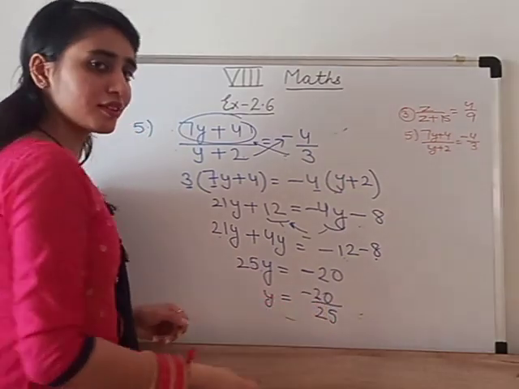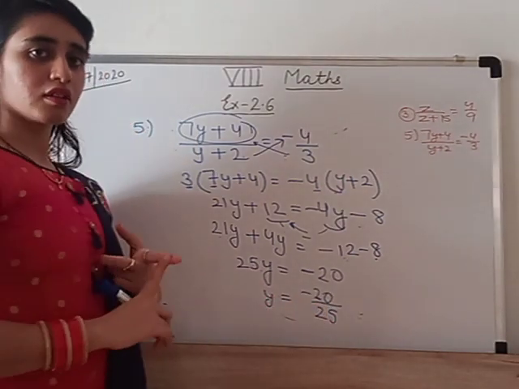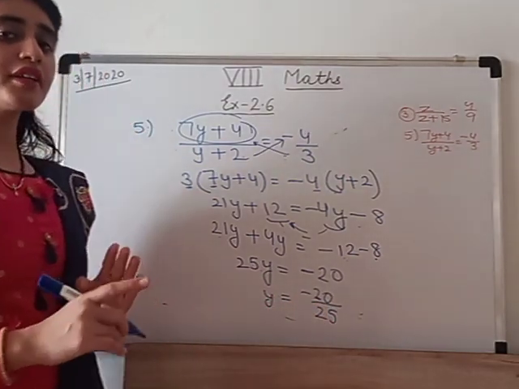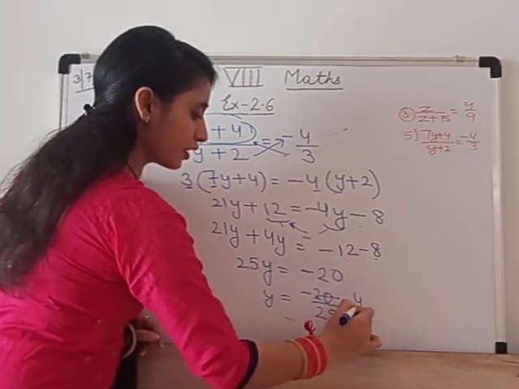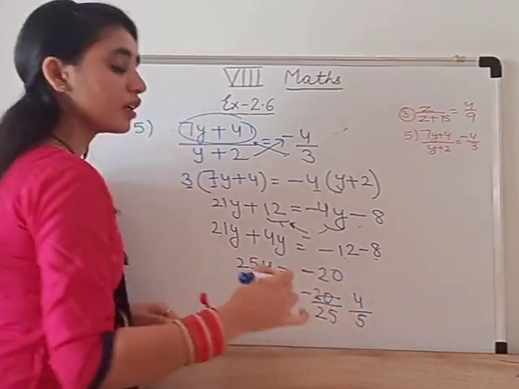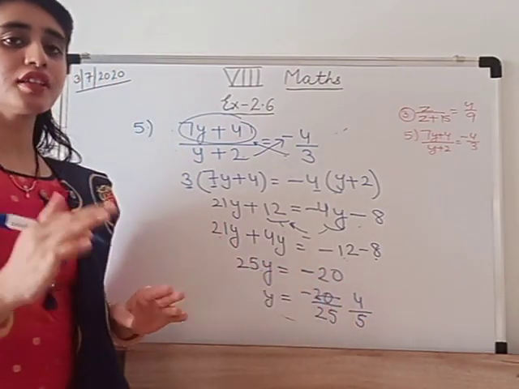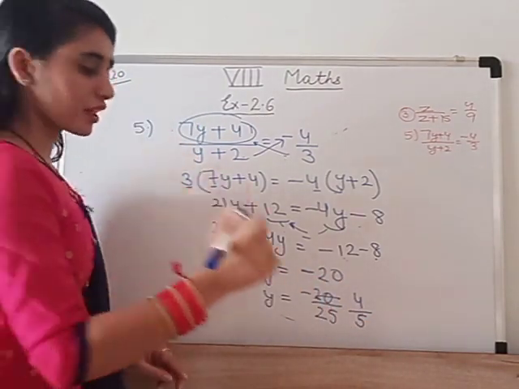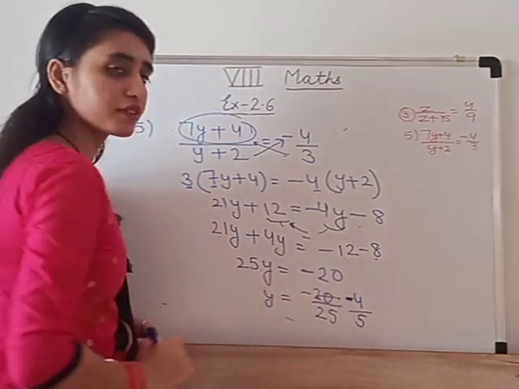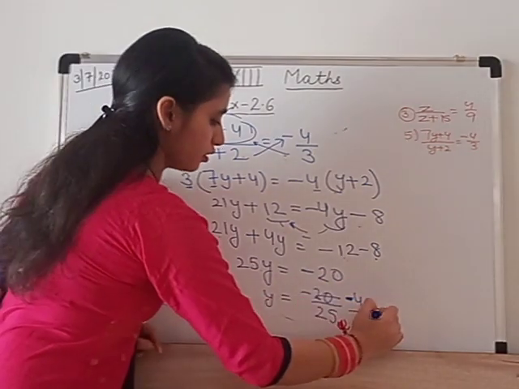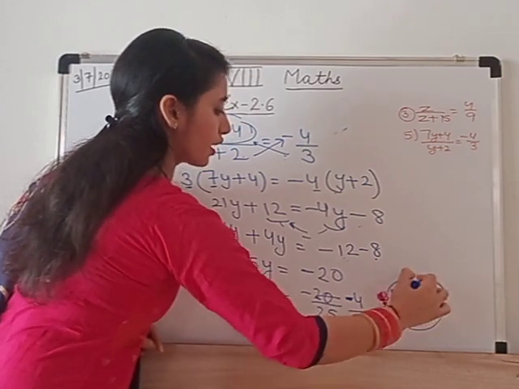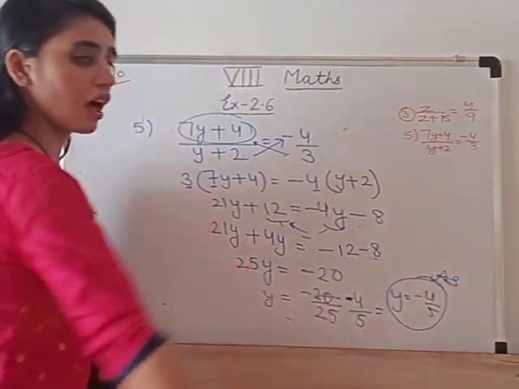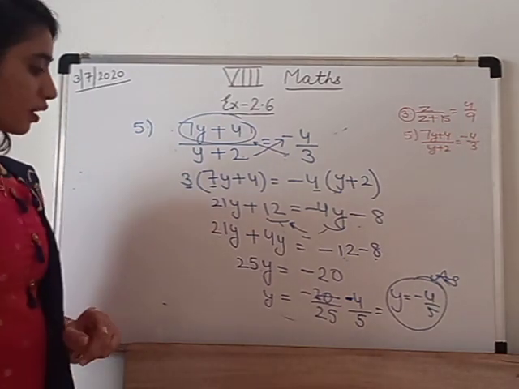Now cut this with the same table. You can cut and write it in the simplest form. 5 4s are 20, 5 5s are 25. Don't write answer as 4 by 5. Don't skip the negative sign. Okay. So answer is y is equal to minus 4 upon 5. This is our answer. Okay.